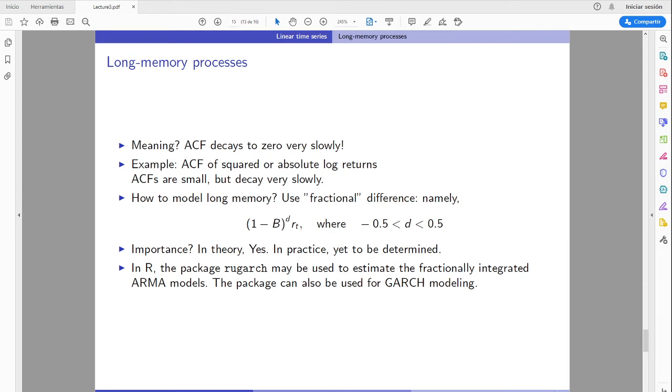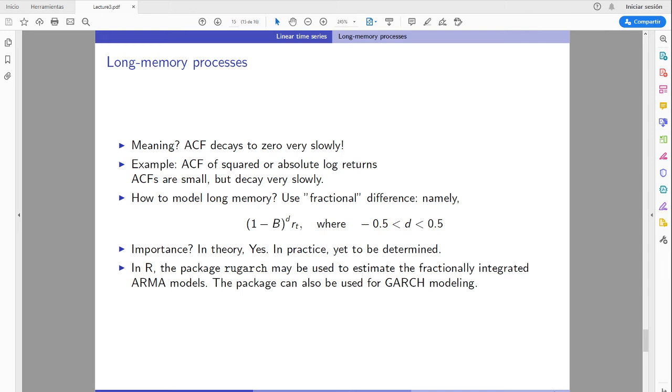The meaning of this: autocorrelation functions go to 0 very slowly. For example, we have autocorrelation functions of the square root of absolute log returns. They are very small, but they don't go to 0. They kind of stay there; the decay is super slow. So this means long memory. And when we talk about long memory processes, what we mean is that autocorrelation functions don't converge rapidly to 0.